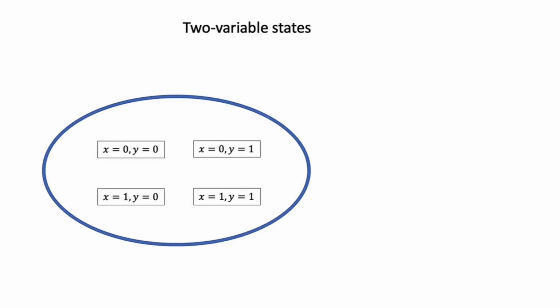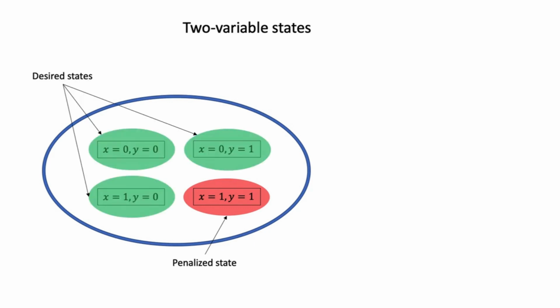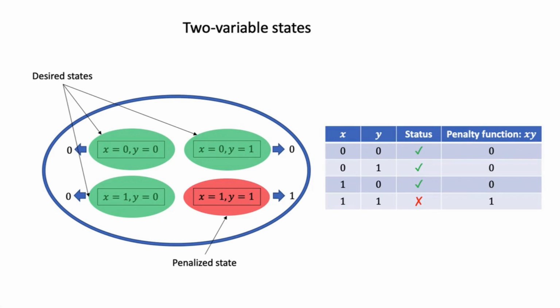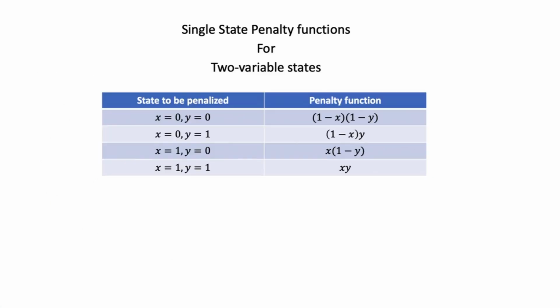Now, let's repeat this exercise for a state described by a pair of variables. In our first example, we want to penalize the state in which both variables are turned on. That's equivalent to saying that the other three states, the ones in which at least one variable is turned off, are all good. We can do that with a function that is simply the product of the two variables. For a two-variable problem there are 4 states, and so there will be 4 single-state penalty functions. Here is the entire set of them.